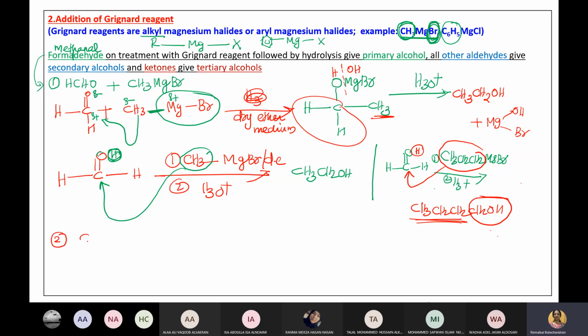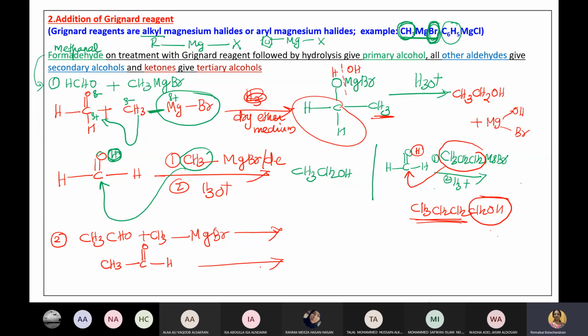Say CH3CHO. I'm not going to do it in the long way. We'll do it in the short way. You understand how to do it in the long way, right? CH3MgBr. Okay, this is a question. So how to write the answer? CH3 C double bond O and H.